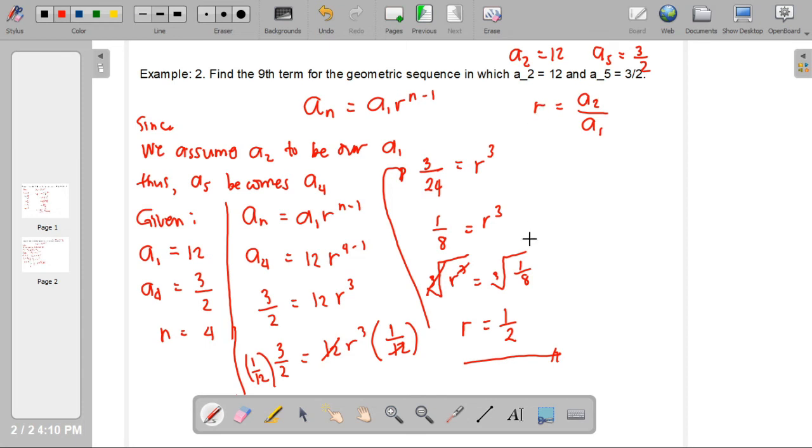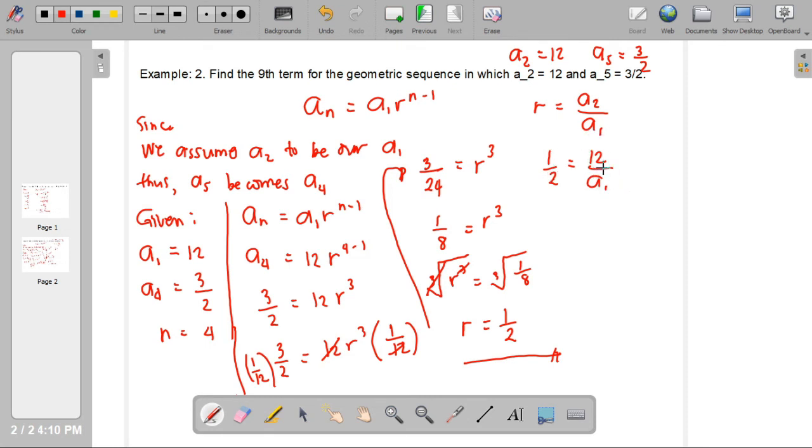We already know that our r is 1/2, right? So this is 1/2 and that is equal to our a sub 2, which is 12, over our a sub 1. And a sub 1 is just a sub 1, no? That is what we are looking for here. By the way, what we are looking for is the value of our a sub 1.